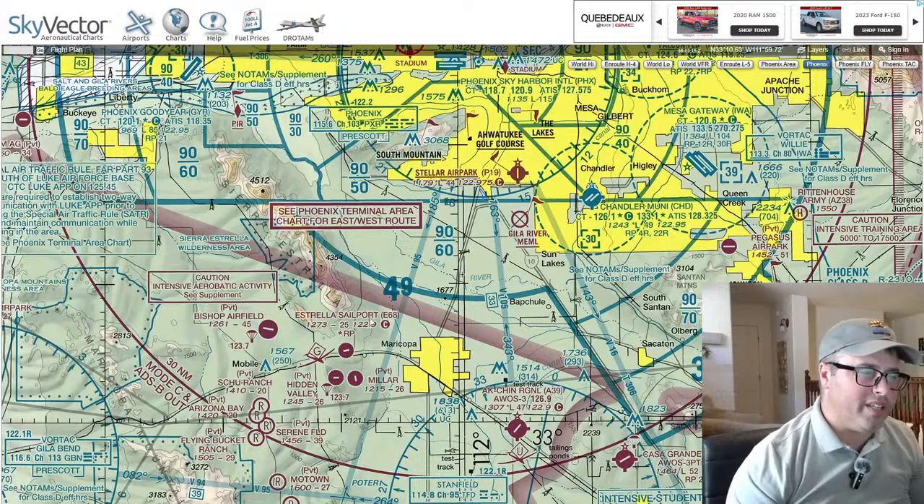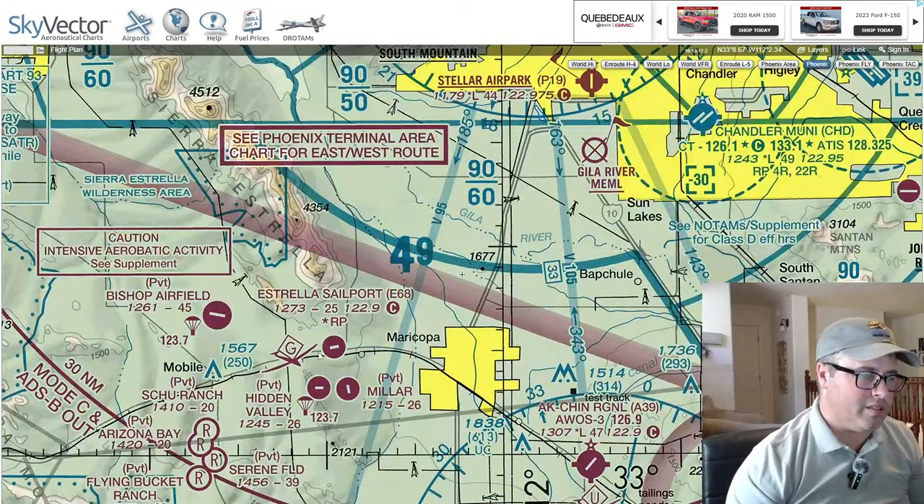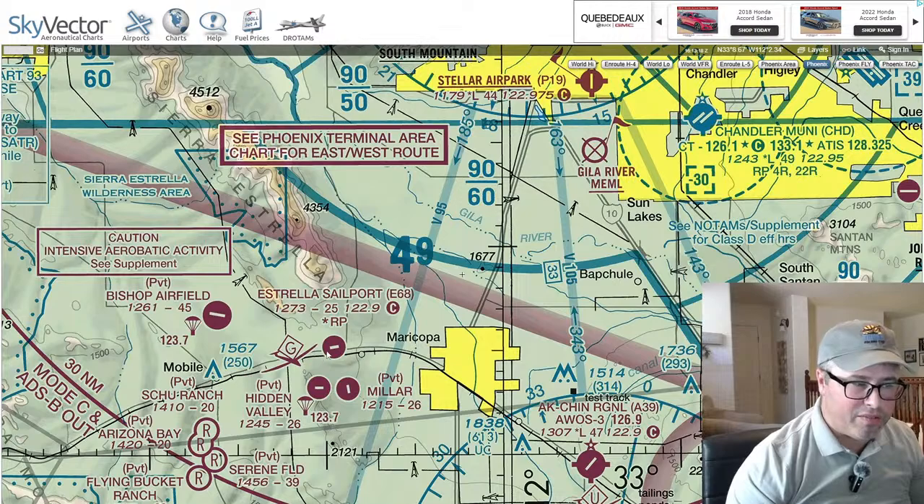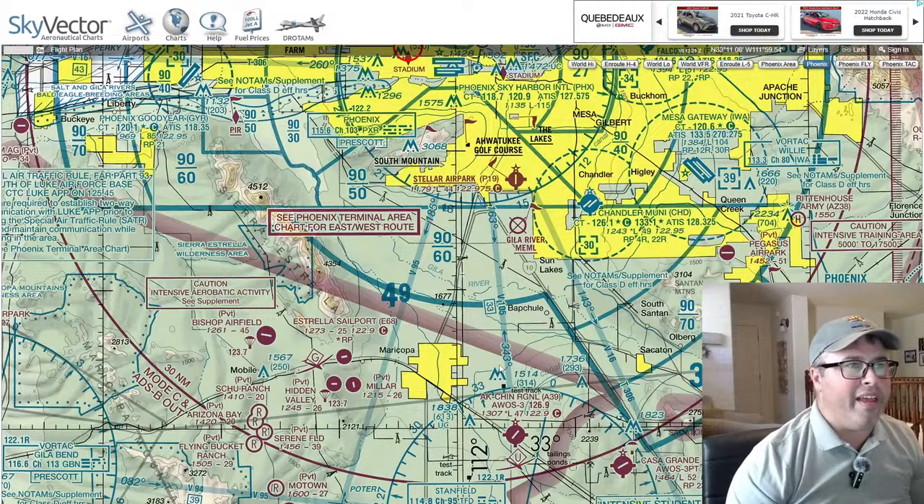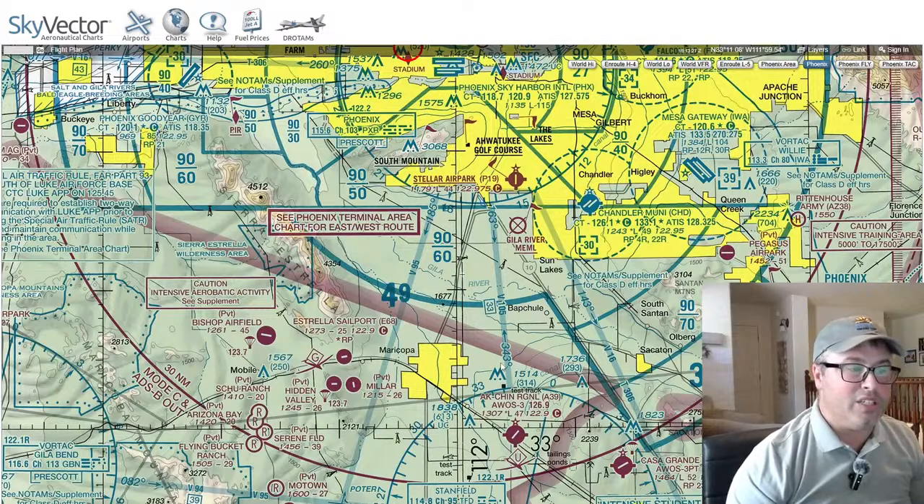So you've got Estrella Sailport, where Arizona Soaring is. They don't have to have transponders and ADS-B out. Other aircraft do, but we don't. Knowing that gliders are exempt from that is going to be one of the things your examiner wants you to understand, that we're exempt from that rule.